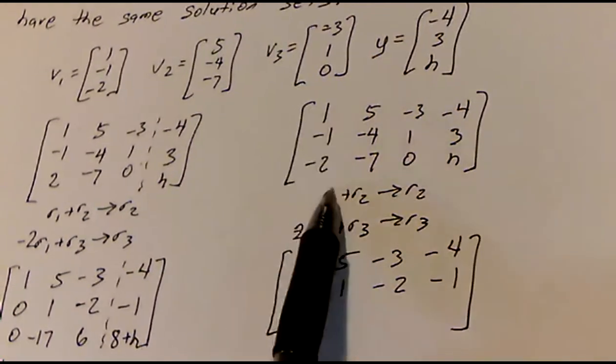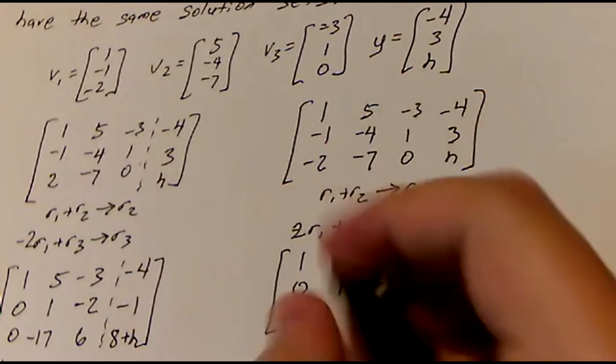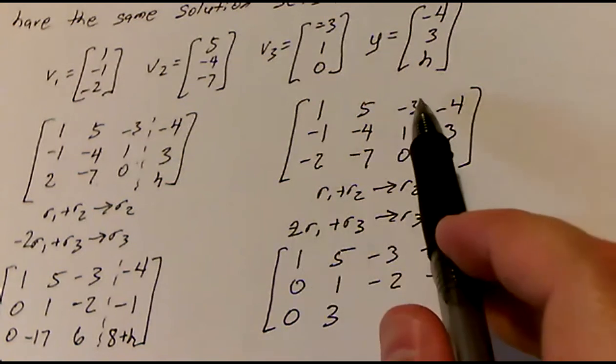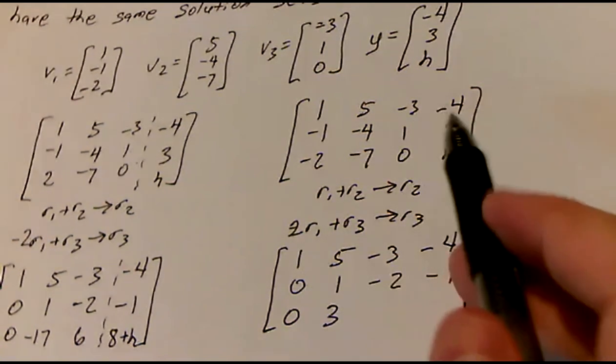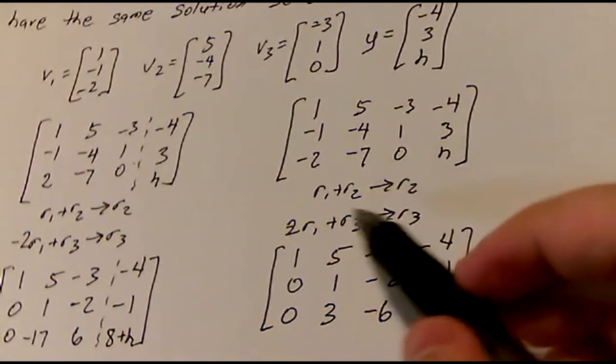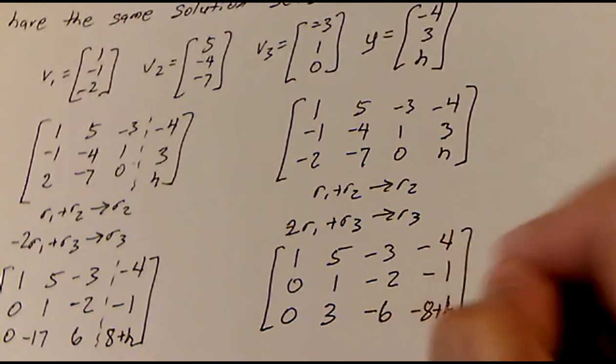Third row, then, I've got 2 and -2 is going to be 0. 10 and -7 is going to be 3. 2 times 5 is 10. 2 and -3 makes -6. Add that to 0, I get -6. And so then 2 times 4 there is going to now be -8 plus h.